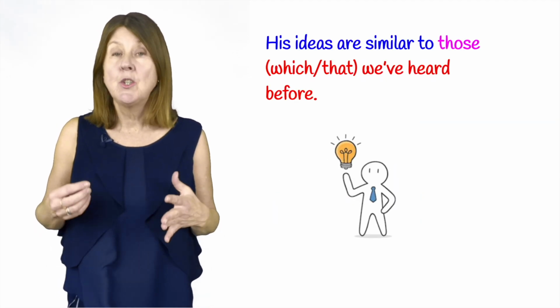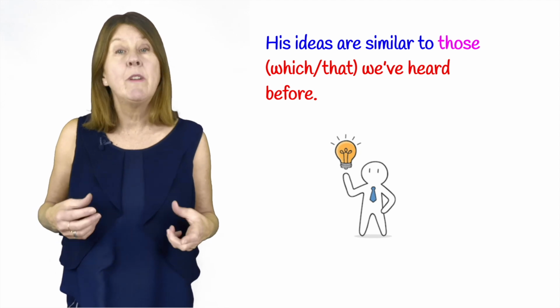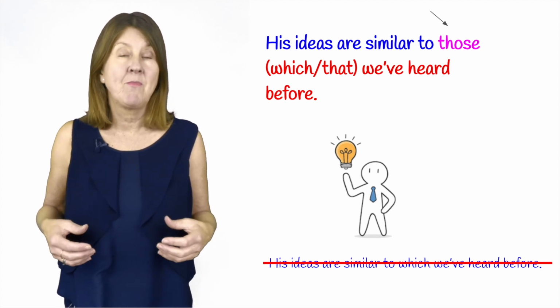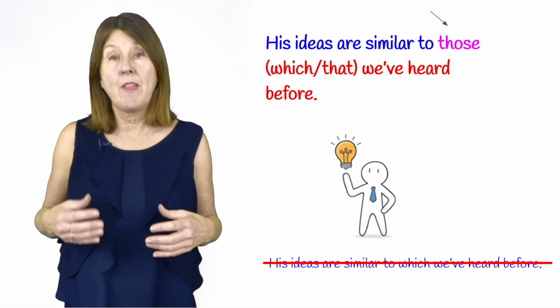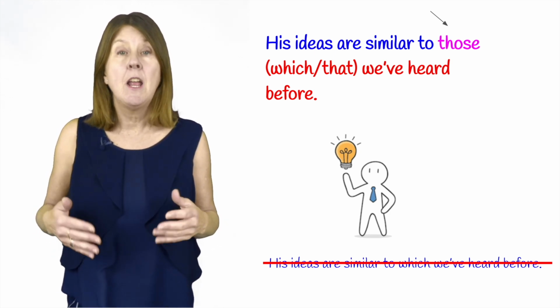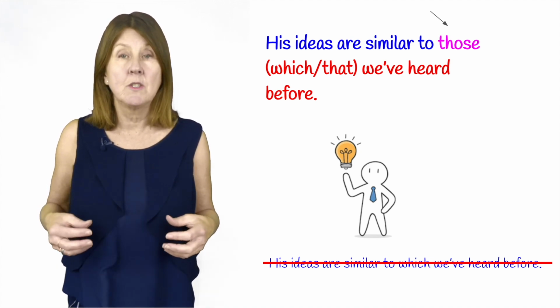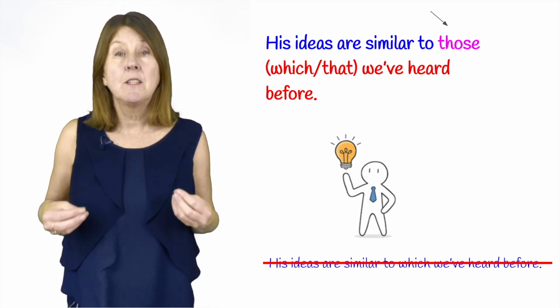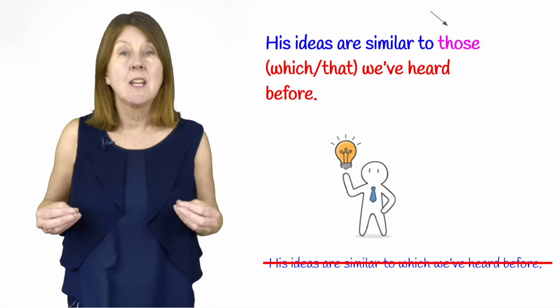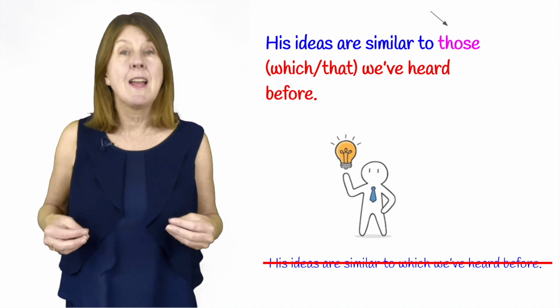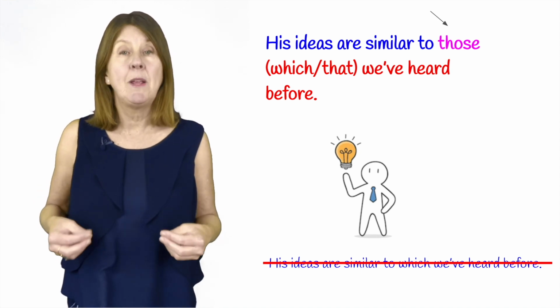Or, his ideas are similar to those which or that we've heard before, not similar to which we've heard before. The relative clause is which or that we've heard before. The relative clause provides additional information about the noun those in the main clause. It starts with the relative pronoun which or that and describes a specific group of ideas, those we've heard before. This relative clause helps specify and identify the ideas being referred to.